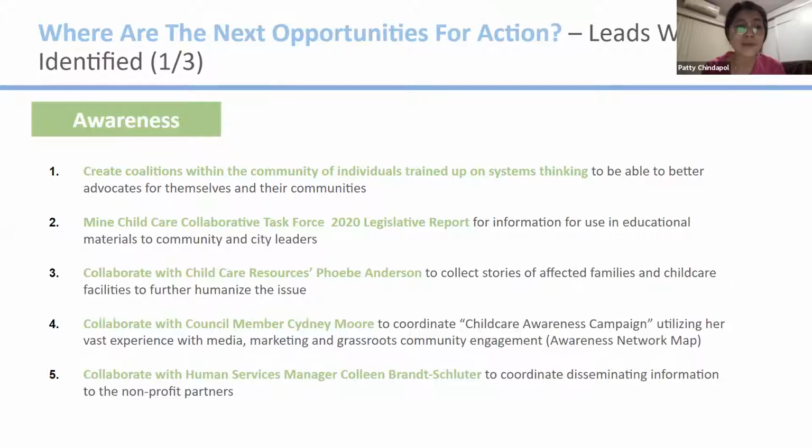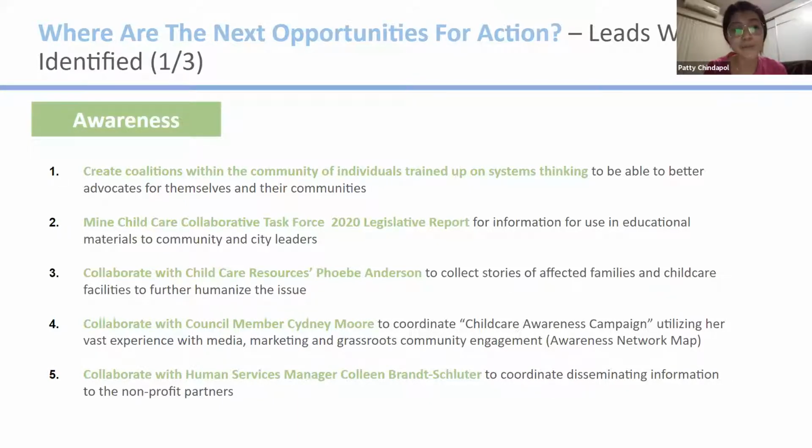The second point is mining the Childcare Collaborative Task Force 2020 legislative report for information. That's more on the technical side, the economic impacts, why you should care from the larger community perspective, but also the third point comes in with some of the more humanizing stories, because childcare impact is not just about how much money you're losing, but also you can move people based on the individual stories. And that's where collaborating with Childcare Resources CEO, Phoebe Anderson, comes in.